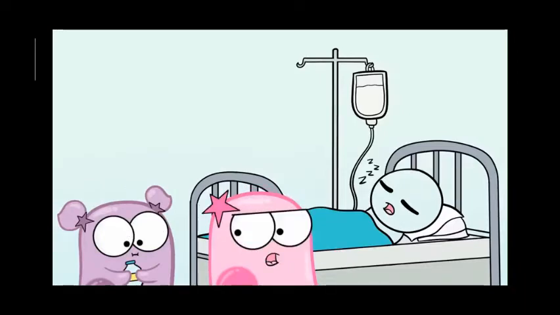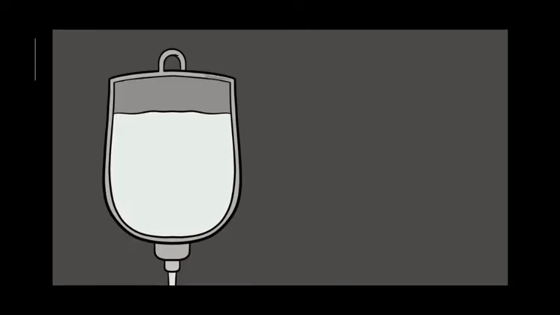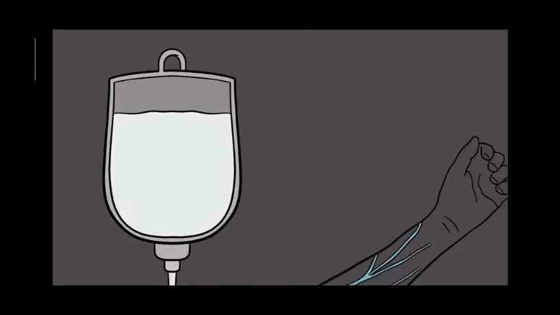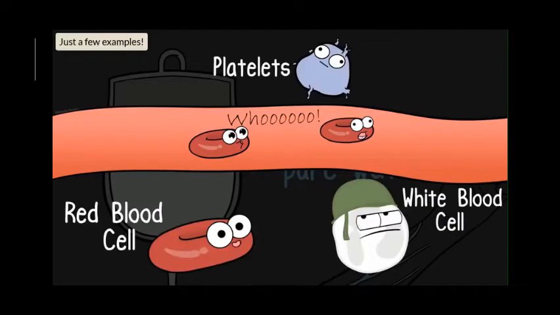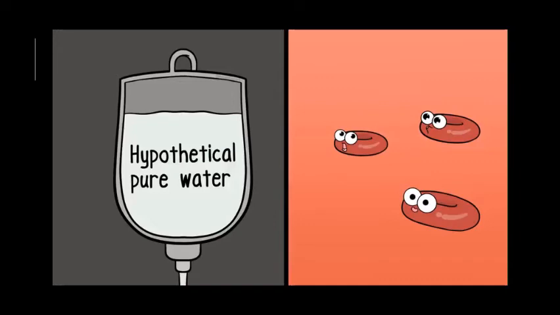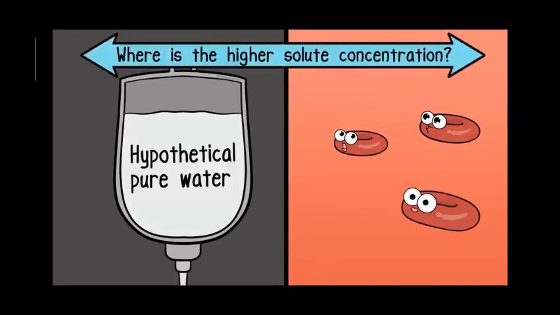Let's explain. Let's say hypothetically pure water was in an IV. Now an IV tube typically runs through a vein so that you have access to your bloodstream. Really useful for running medication through. Blood actually consists of many different types of components, and red blood cells are a great example. So what do you think has a higher solute concentration? The hypothetical pure water in this IV tube, or the red blood cells?